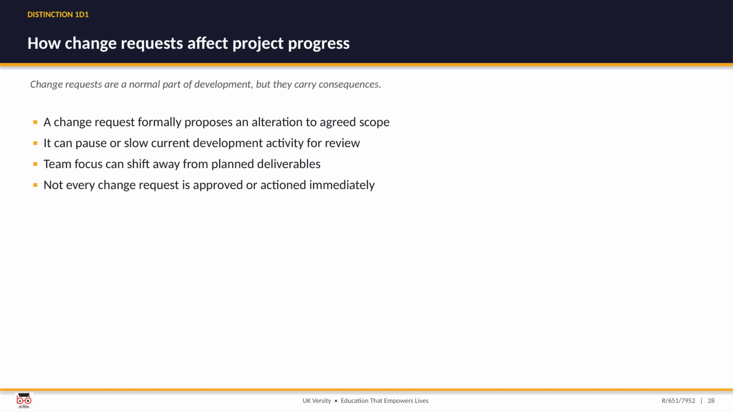Now to the distinction material, change requests. A change request is a normal, expected part of development, but it is never free of consequence. Formally, it is a proposal to alter the scope everyone has already agreed. The moment one arrives, it can pause or slow the current work while it is reviewed, and the team's focus can drift away from the deliverables they had planned. It is worth remembering that not every change request gets approved, and not every approved one is actioned straight away.